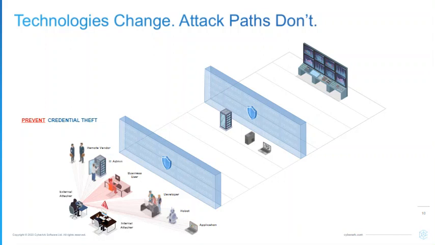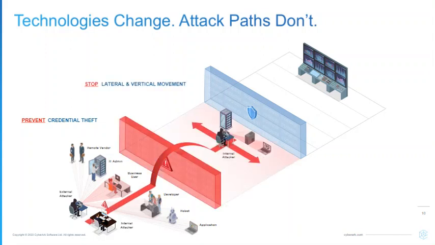How do I cut back on the credential residue that exists across workstations, servers, applications, and source code repositories? How do I prevent adversaries, both internal and external, from gaining access to the keys to the kingdom? Second, stop lateral and vertical movement. How can I stop an adversary from pivoting from a non-trusted environment to a high-risk environment?